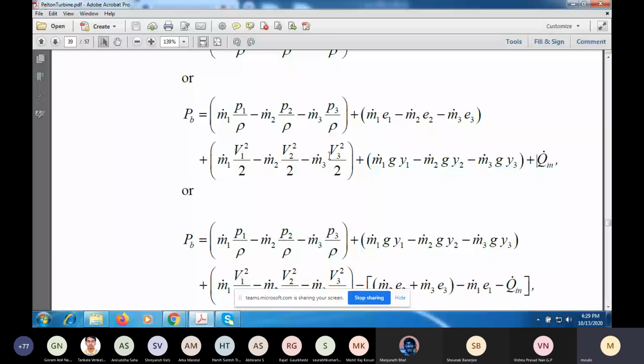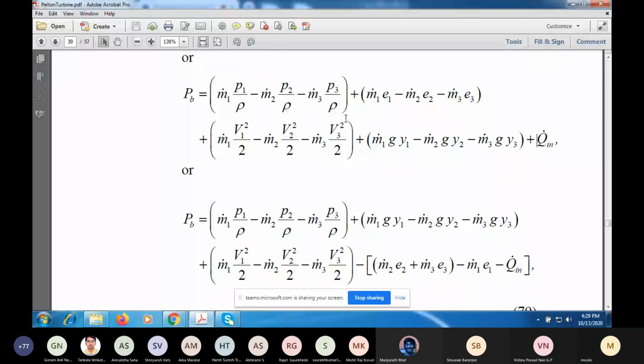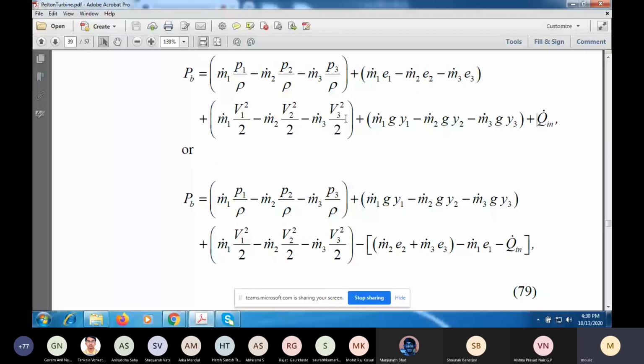So section 1 is the inlet, and 2 and 3 are the two outlets. Now I've rearranged this. I've kept the change in pressure as the first group of terms, the change in gravitational potential energy as the second group of terms, and the change in the kinetic energy as the third group of terms.